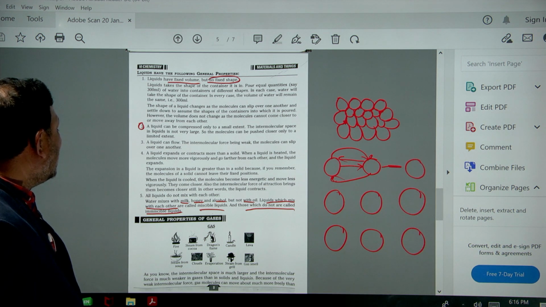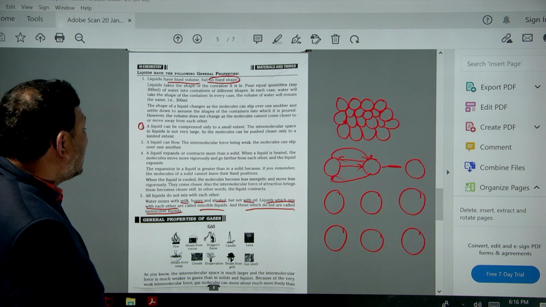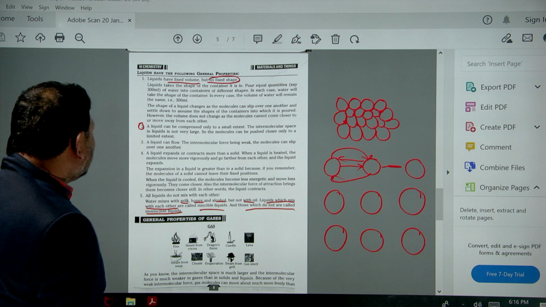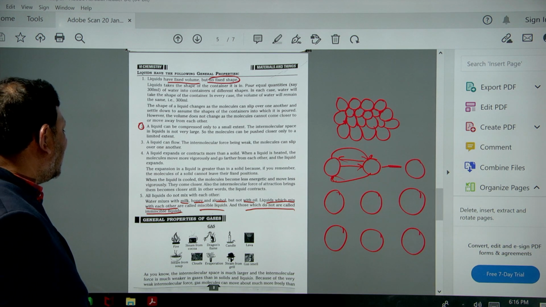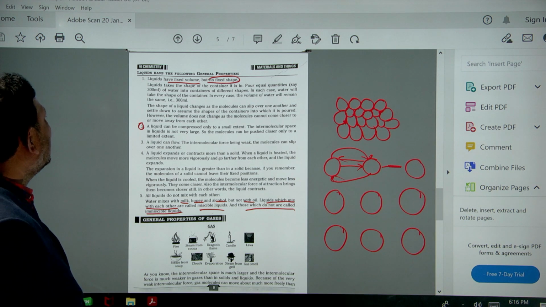That is called immiscible liquids. Liquids which mix with each other are called miscible liquids. That is the second point.